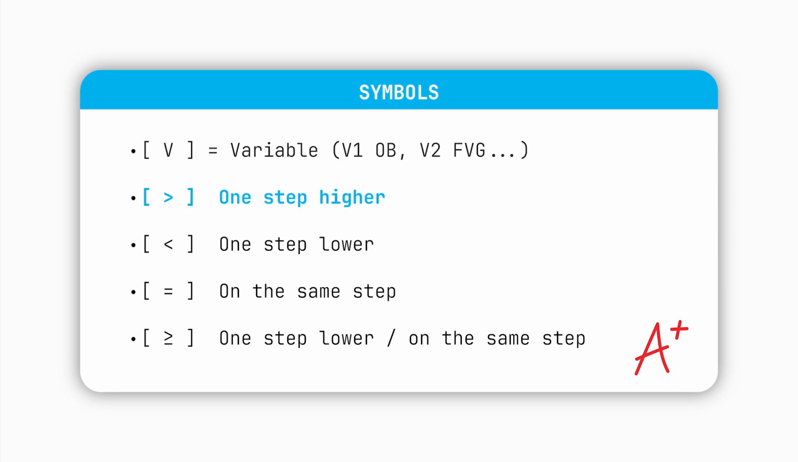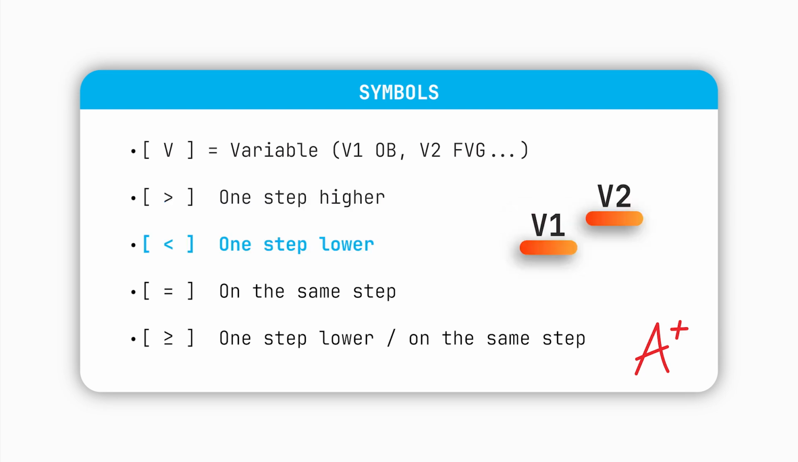Greater than indicates that a variable is positioned one step higher than another variable in our timeframe system. For example, V1 greater than V2. If V1 is positioned on the 4-hour timeframe, then V2 logically should be positioned on the 1-hour timeframe.